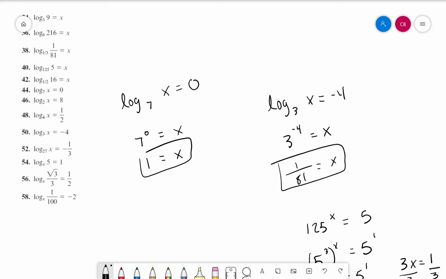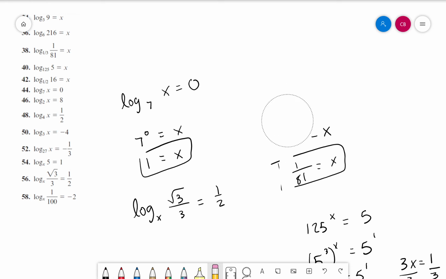Let's do a trickier one. Let's do log base x of the square root of 3 over 3 is equal to 1/2. Okay, so let's figure this one out.